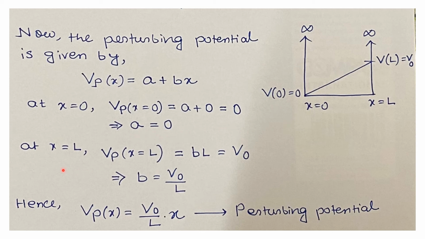At x equals L, this perturbed potential has the value V0. So we'll have V0 equals B times L, and our A is 0 from the first boundary condition. So basically it will give B equals V0 by L. So if we put A equals 0 and B equals V0 by L in that equation, then we will get the perturbed potential as Vp(x) equals V0 by L times x.